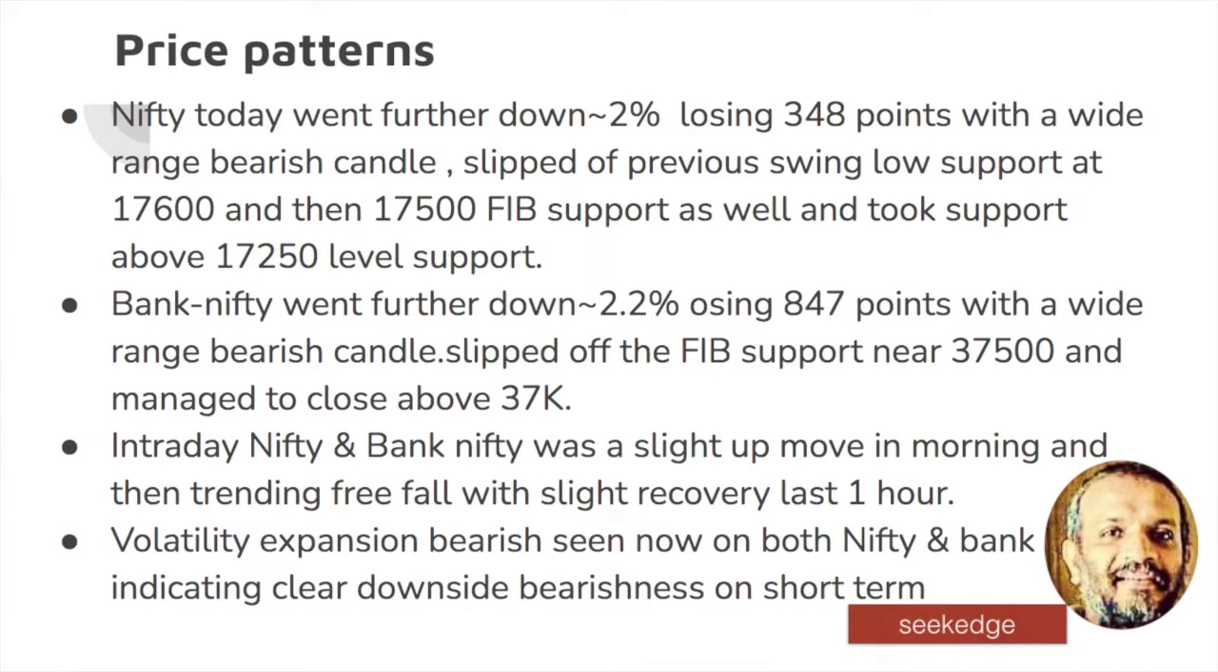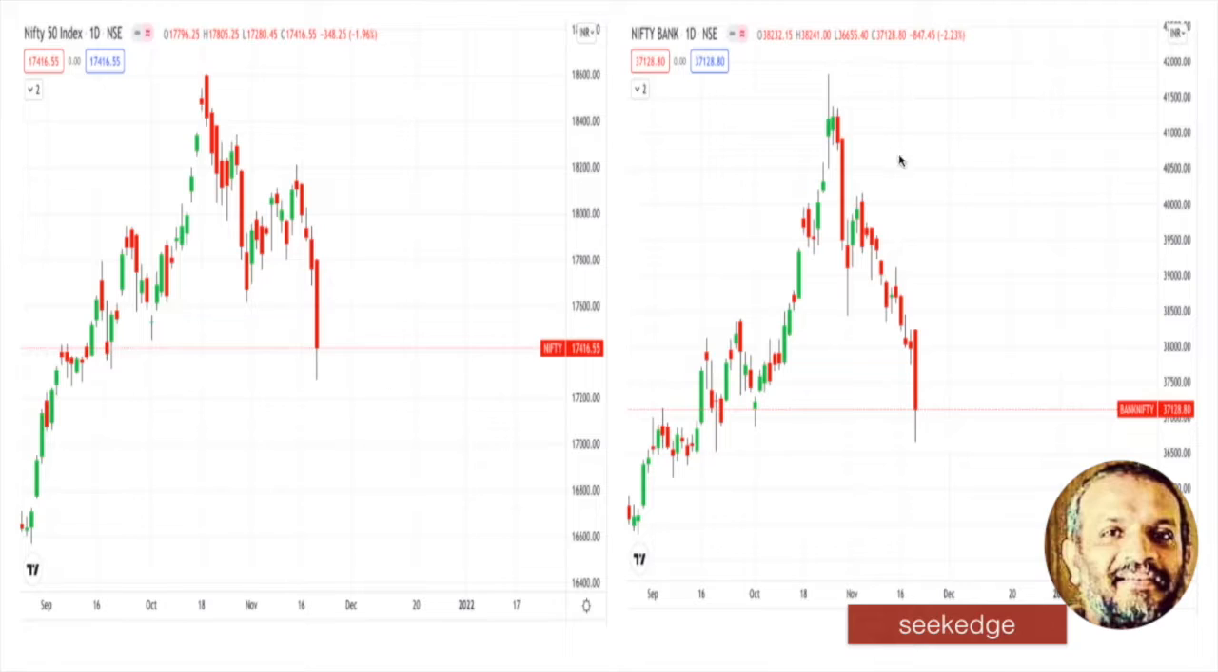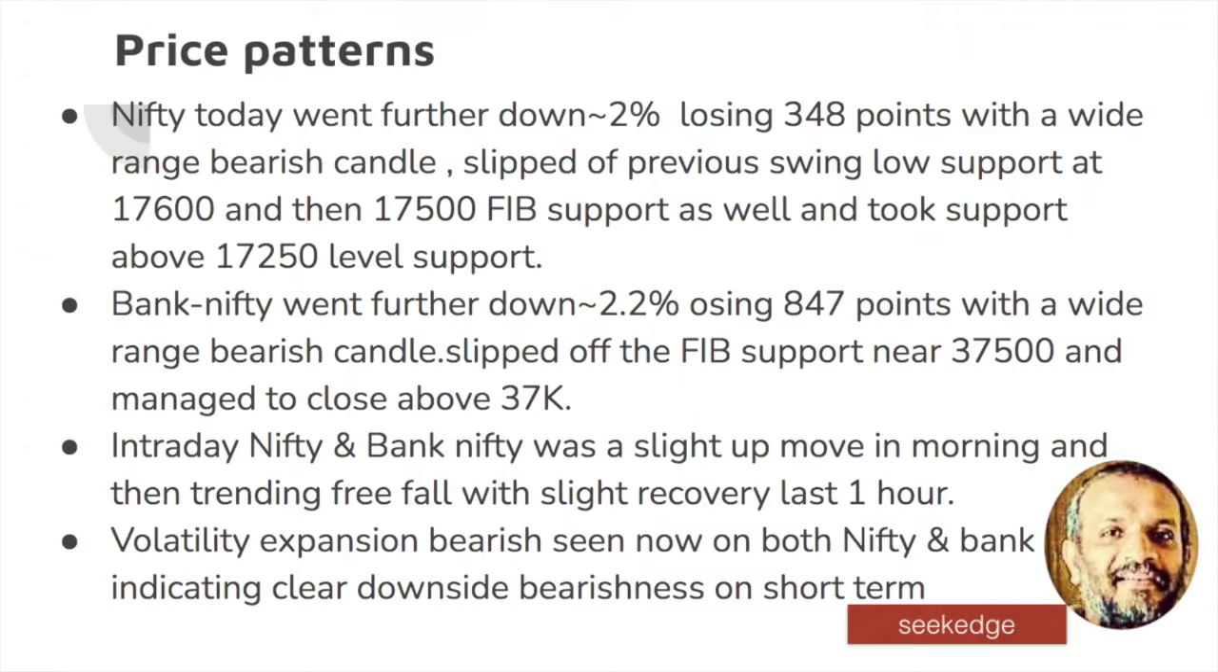So price patterns, 348 points lost, right? It's one of the biggest falls in recent times. So 2% is lost, and then it formed a very wide range candle, right? So this is what you see. The candle, look at the candle size, a big wide range candle with a small bounce, slightly longer wicks, which could indicate the recovery that happened.